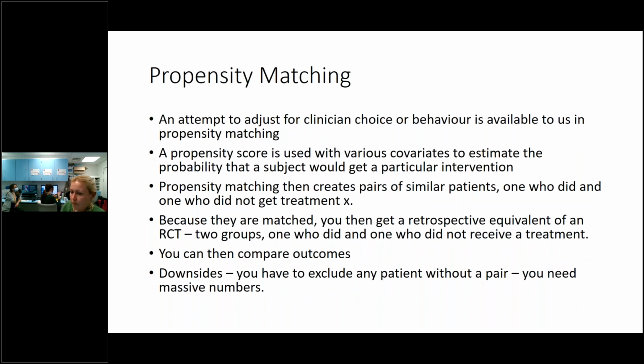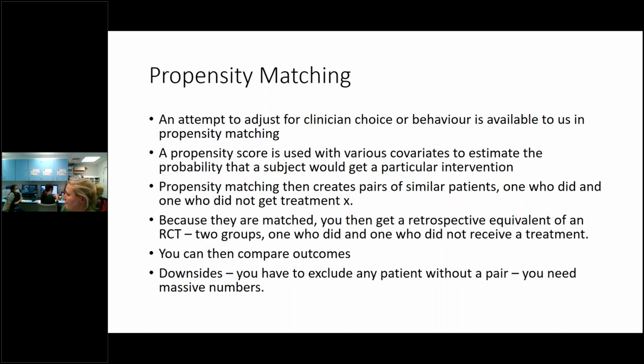Okay. Tell me if we're getting a bit too deep in the statistical term. This is the last slide on confounding and how to analyze your data. Propensity matching is a little bit of a step further, where you're trying to adjust for what I've just described, the call the priest thing. So you're trying to adjust for clinician behavior to match patients, for retrospective data, to almost pretend you're turning your retrospective data into RCT data.